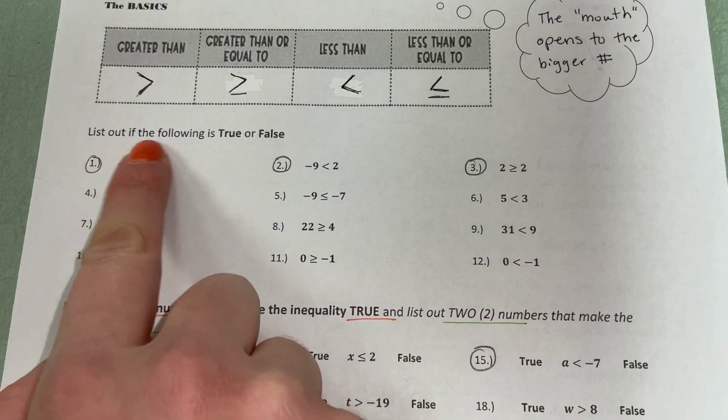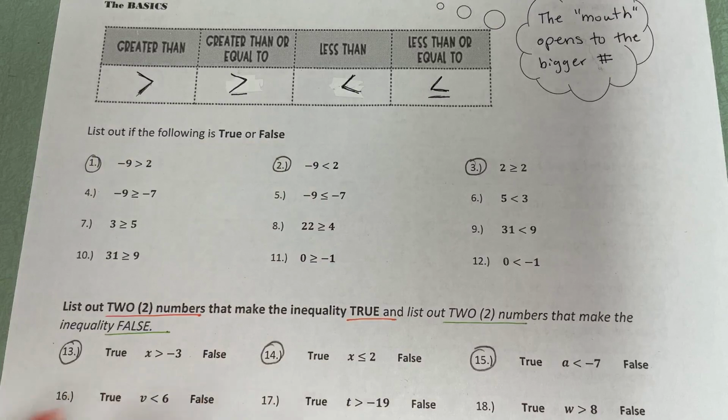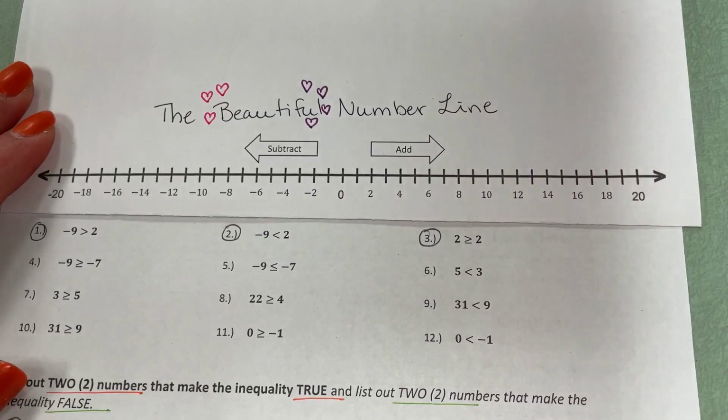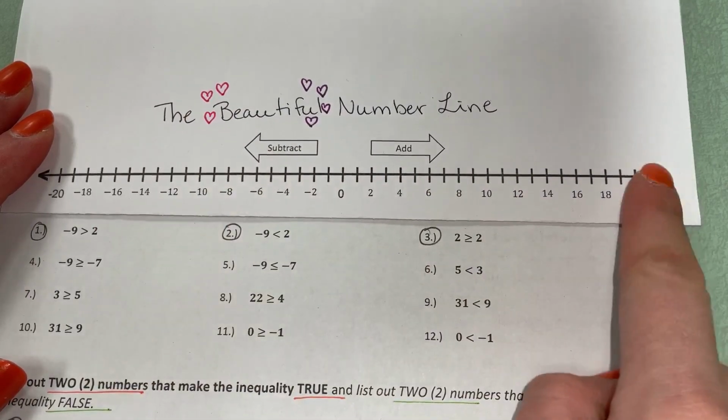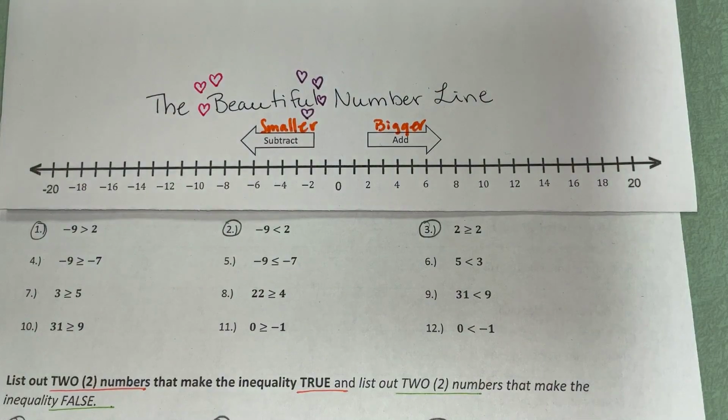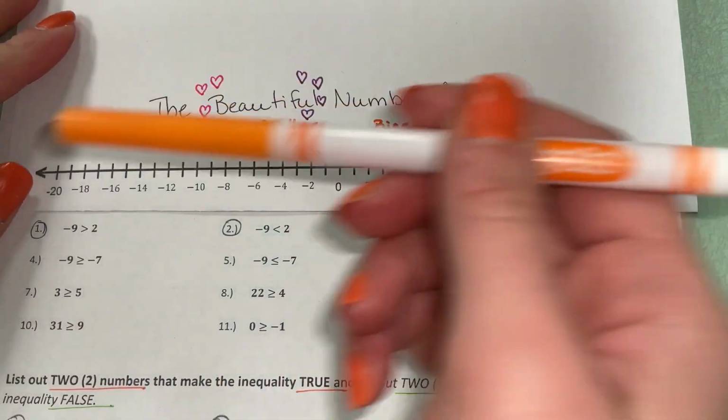We're going to list out if the following is true or false. So what you really need to know super well is the beautiful number line, okay? So your bigger numbers are all on this side, and your smaller numbers are all going in that direction.